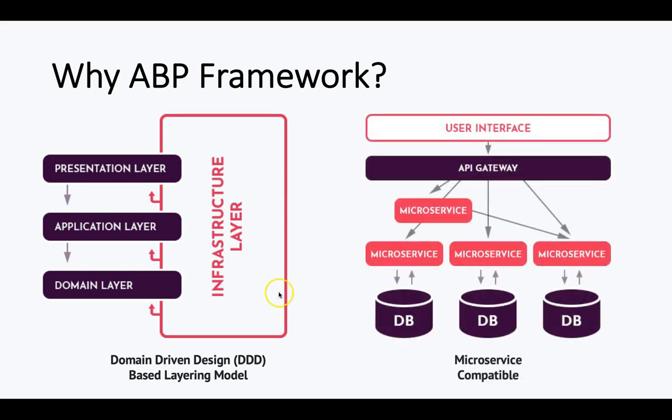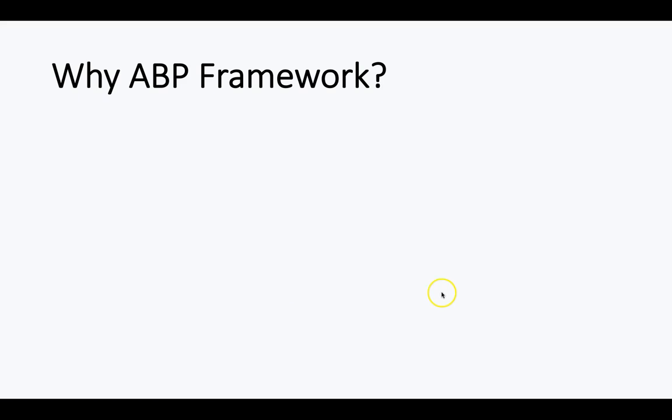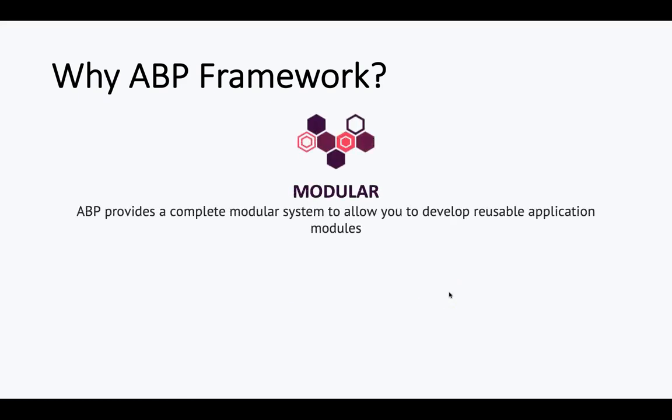The core framework and pre-built modules are designed with microservices architecture in mind. ABP provides the infrastructure, integrations, samples, and documentations to implement microservice solutions easily. It doesn't bring additional complexity if you are building a monolithic application. ABP provides a complete modular system which allows you to develop reusable application modules. There are open source and commercial pre-built modules and themes ready to be used in your business application, saving you time and money.